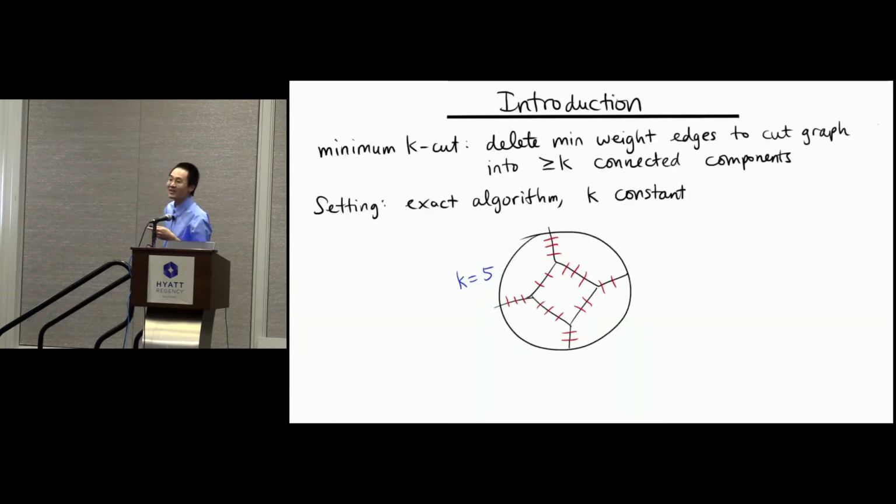Okay. So in this talk, we'll consider the K-cut problem. Given a weighted undirected graph, delete the min-weight set of edges that splits the graph into at least k components. In this talk, the regime we'll consider is the exact algorithm, and think of k as a large constant. For example, if k is 5, we can imagine splitting the graph into 5 pieces, and the edges we pay are the edges whose endpoints belong in different pieces.